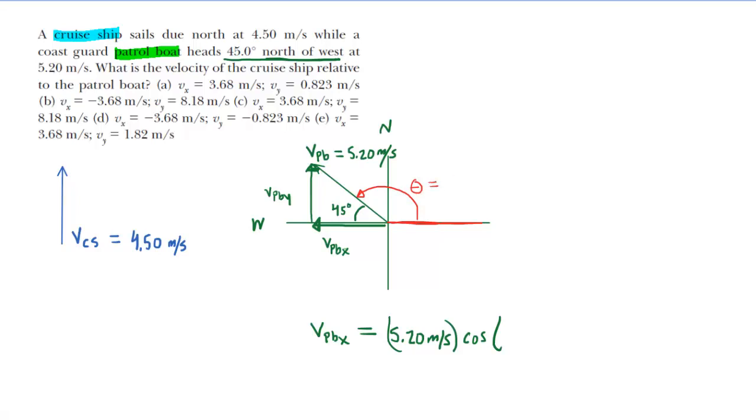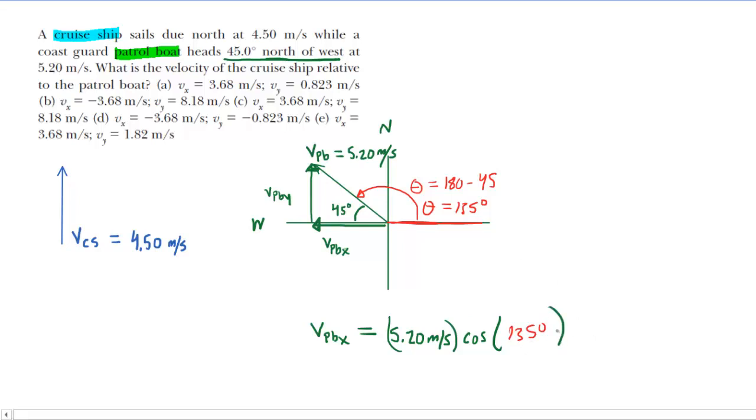Now, most of us know that a straight line is equal to 180 degrees. So we need to take 180 degrees of that straight line and subtract off the 45 degrees. So this will be 180 minus 45, which of course will give us 135 degrees. That's the correct angle that you should be using for your x component as well as your y component. So if we pick up our calculators, make sure they're set to degree mode, and punch this in, we will see that the x component of the velocity is negative 3.68 meters per second.